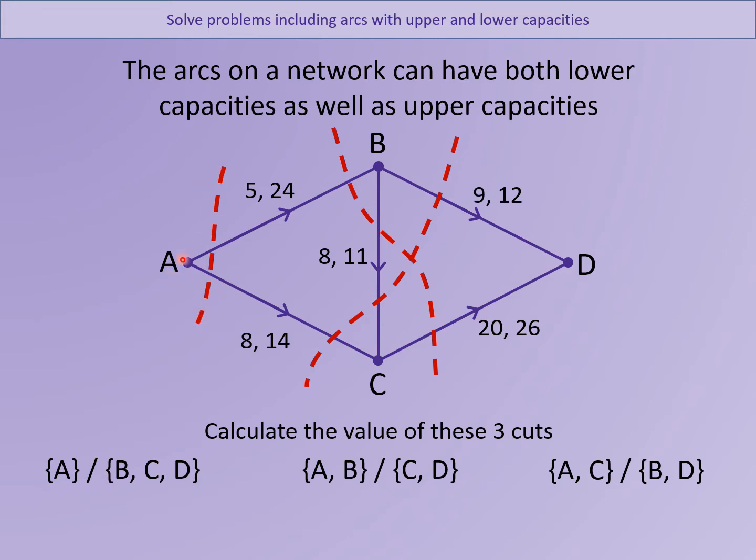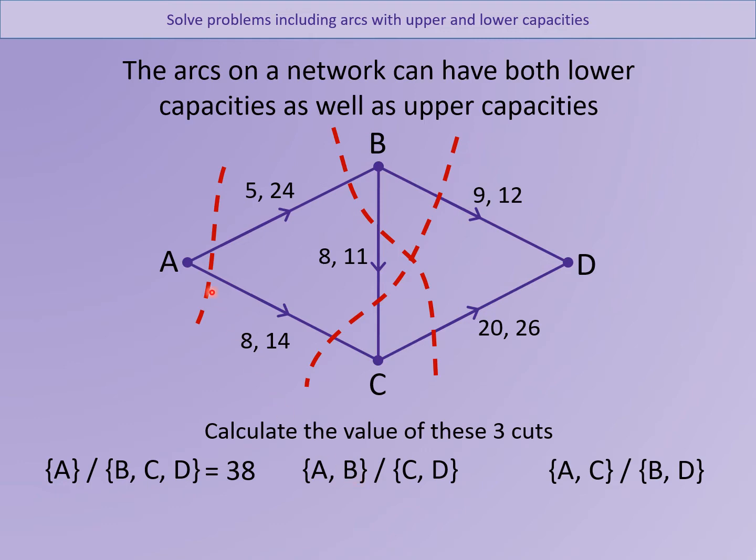Now, when we do a cut, as you know, you're always looking for what you can flow through as a maximum. So along this line, we can flow up to 24 through there and up to 14 here. This 5 and 8 doesn't really affect it at all. So I could just add the 24 and the 14. 24 plus 14 is going to be 38. I can flow a maximum of 38 through this part of the network. Exactly the same as a cut that you've been used to. The minimum or the lower capacity has no impact on it at all.